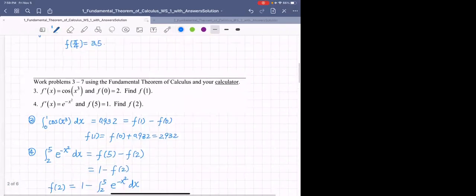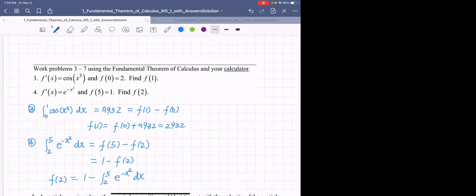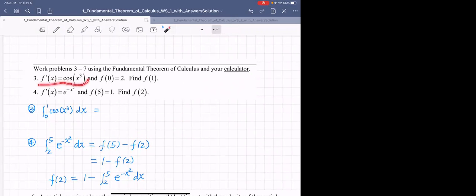All right. Okay. Now let's do the next one, number 3. Emily, let's do number 3. Now the sequence is still the same. They give you f prime x equals this, and they give you f of 0, and they ask you for f of 1. So you do from 0 to 1, and then you find f1 minus f0, correct?